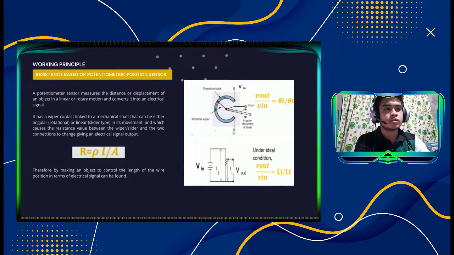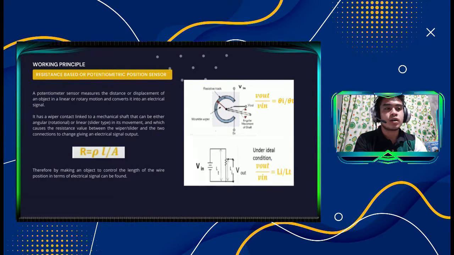Resistance-based position sensors, or potentiometric position sensors, use a potentiometer which measures the distance moved by an object, linear or angular, and converts it into an electrical signal. It has a wiper contact connected to a mechanical shaft that is free to move across the resistive track. So the movement causes the resistance between the wiper and slider to change.